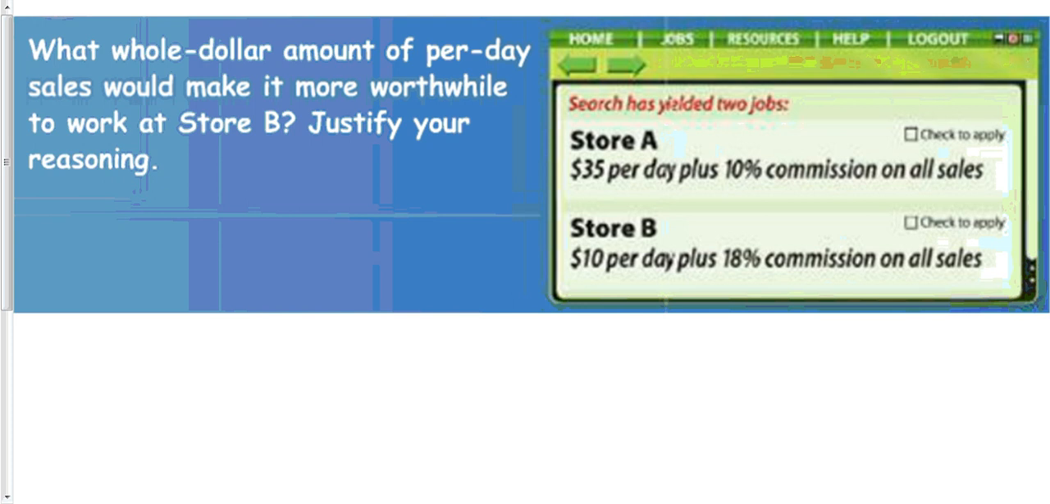So let's take a look at this little warm-up problem here, where we have a couple different jobs. You're looking for a job, and your search has yielded you two jobs. We have store A and store B. At store A, you're going to make $35 a day plus 10% commission. At store B, you're going to make $10 a day plus 18% commission. So the question is, what whole dollar amount of per day sales would make it more worthwhile to work at store B?